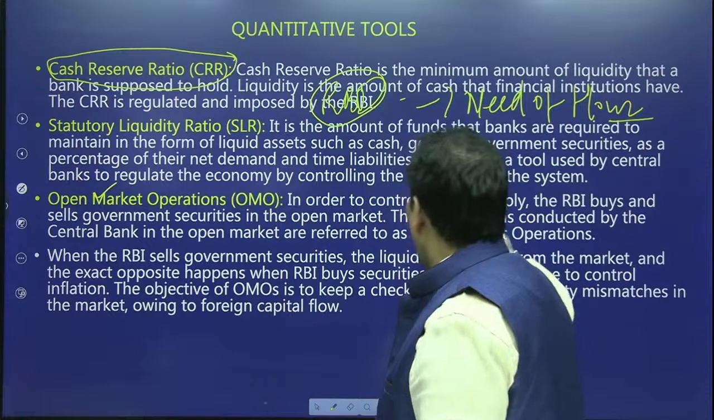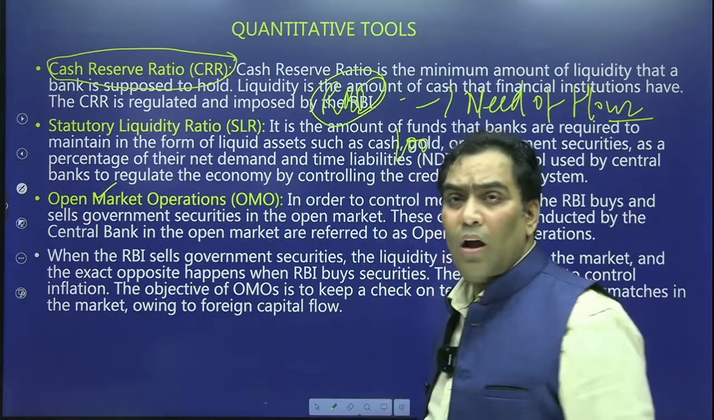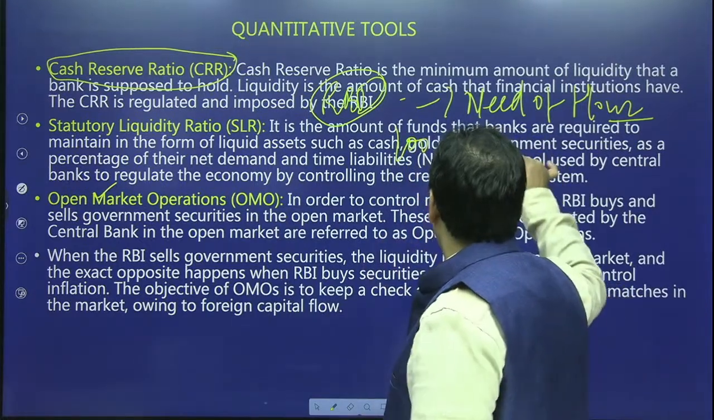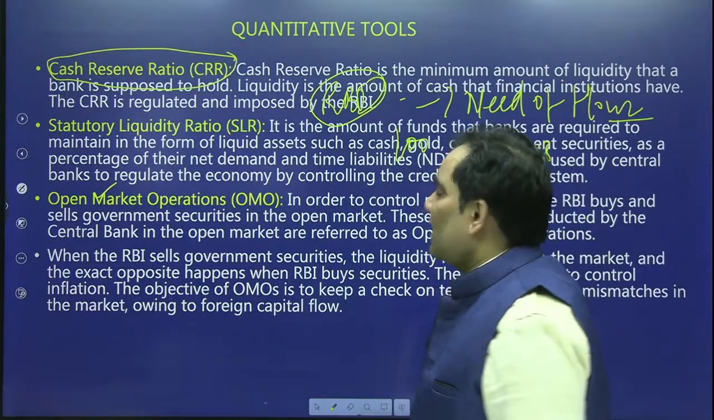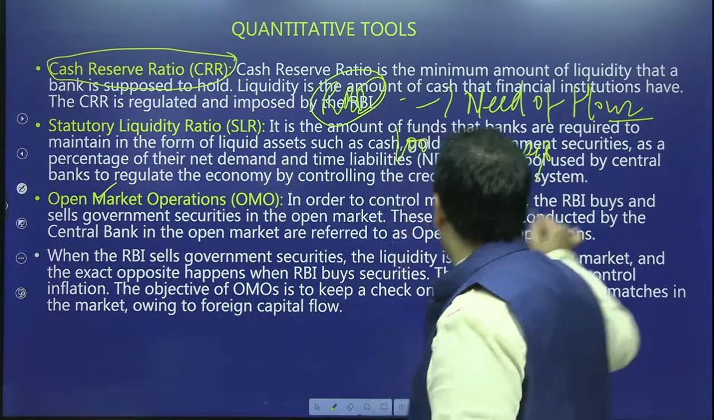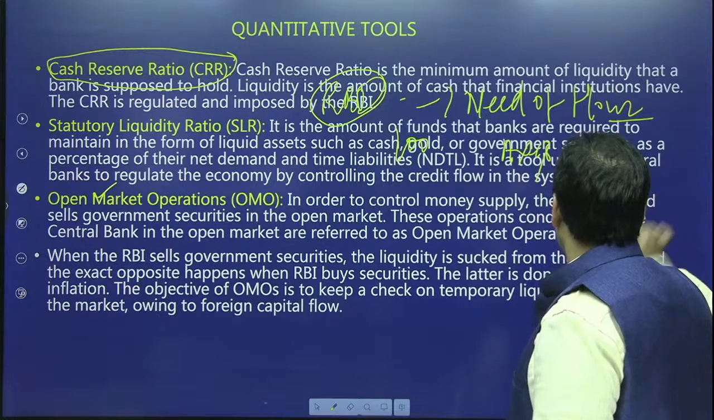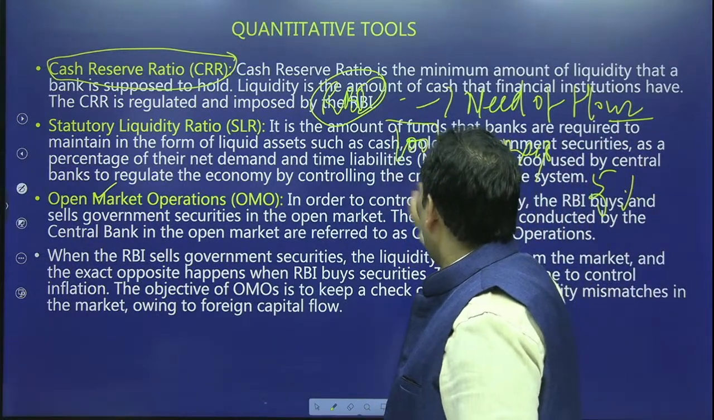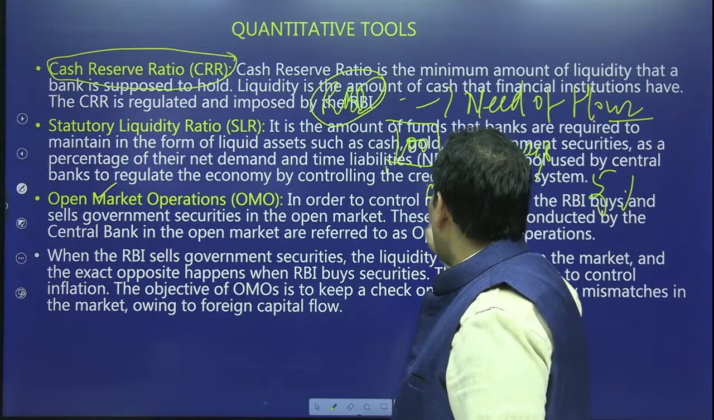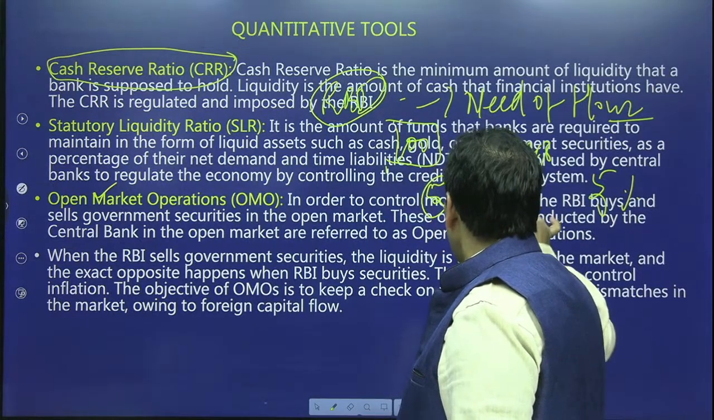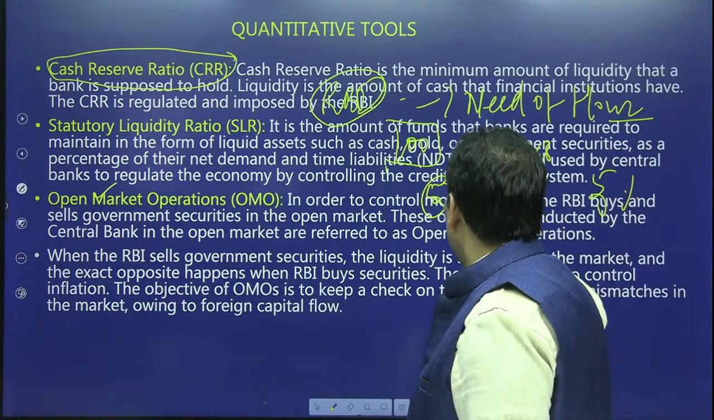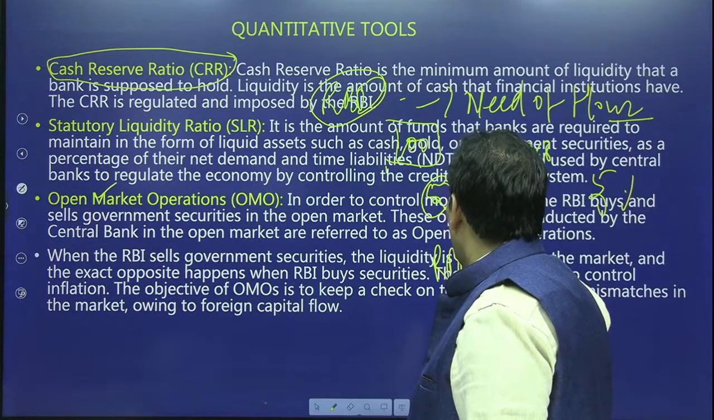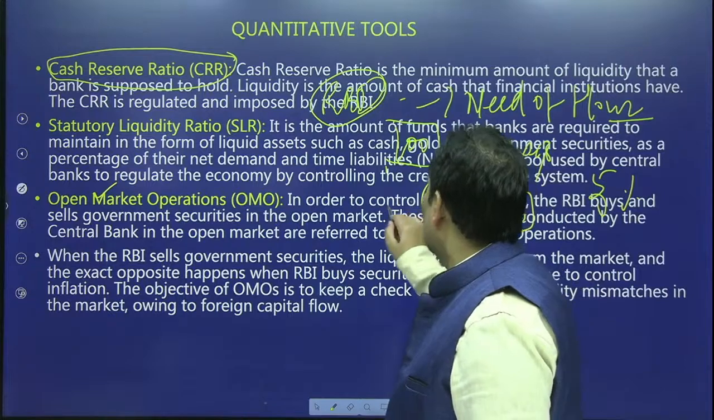Suppose 100 rupees is the total deposit of Axis Bank and the CRR rate is 5%. This is a hypothetical situation. So out of 100 rupees, 5 rupees the Axis Bank has to maintain with RBI. That 5% is known as CRR.